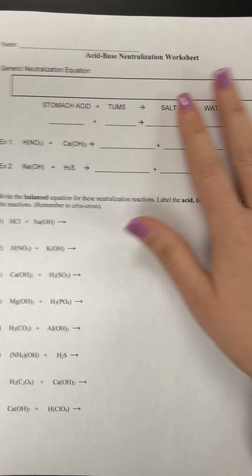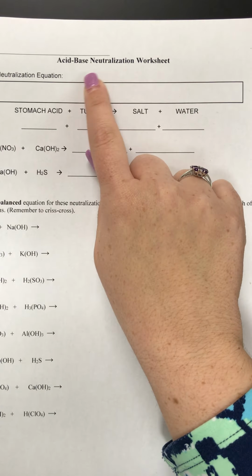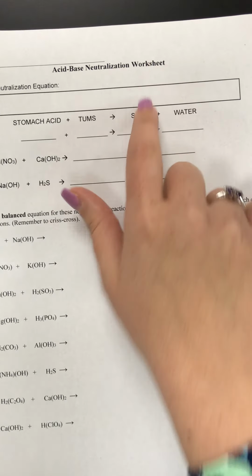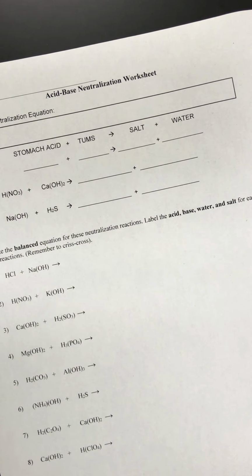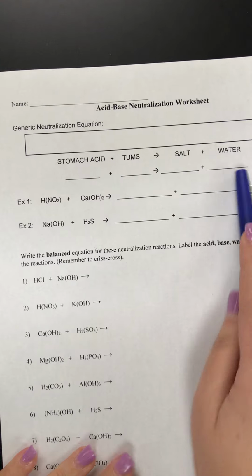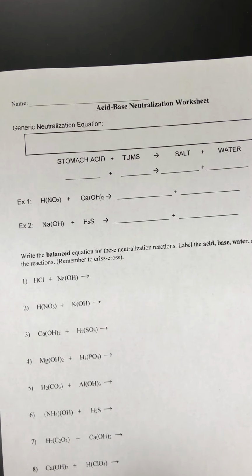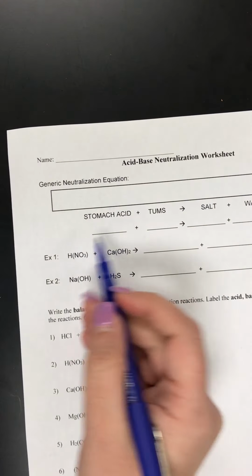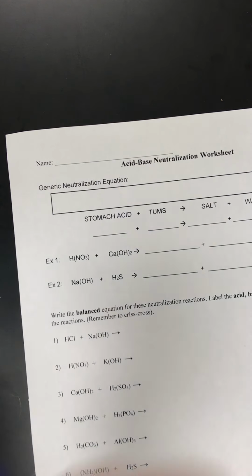Okay, so today we're going to talk about acids and bases again, but we're going to talk about neutralization. The generic form of the equation that we're going to write, the generic neutralization equation, we're going to write it in words, and then I'm going to do a couple of examples.